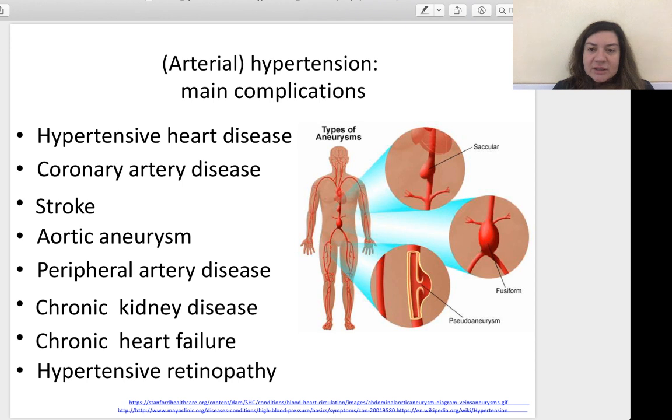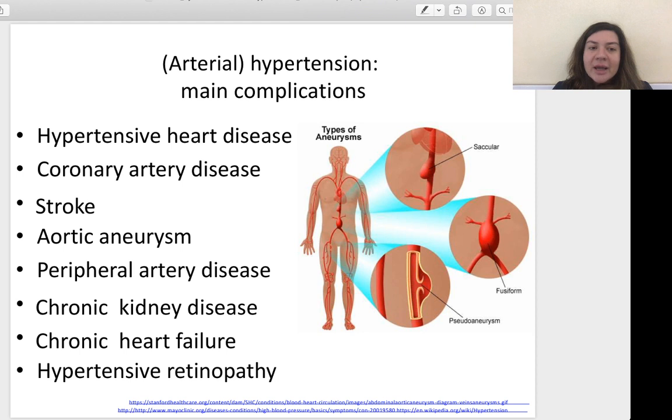Main complications. The danger of hypertension is not in the symptoms exactly, but in the complications. These complications can lead to very severe emergencies, to other chronic and acute disorders, and even to death. First of all, it is hypertensive heart disease. It is remodeling of the myocardium. It is changes in the structure of the heart, changes in the structure of big vessels and small vessels that lead to worsening hypertension and can lead to other organ damage.